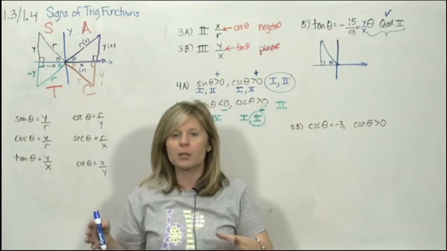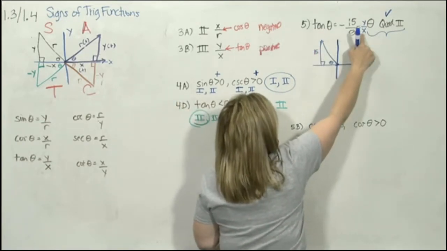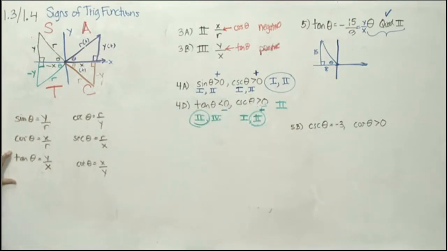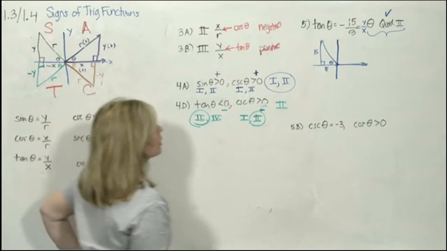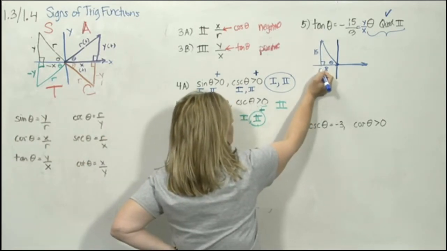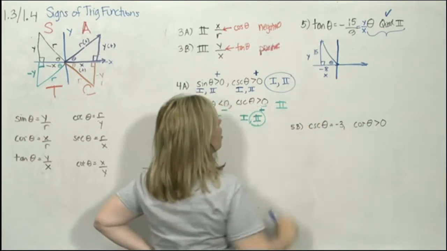You have to look at the picture. You know your y value is 15. You know your x value is 8 because that's the definition of tangent. Look at your picture. Which of these would be the negative? Well, it'd have to be the x value because you're going back 8 and up 15. So there's your x, there's your y.